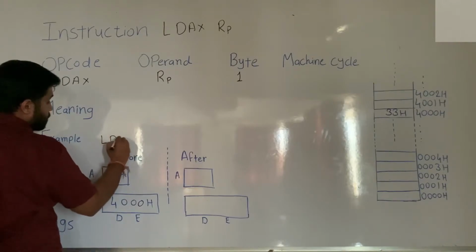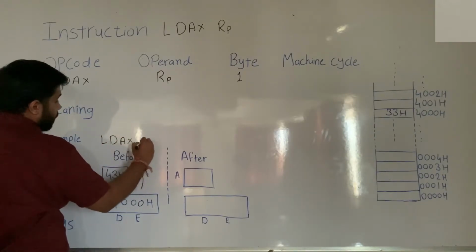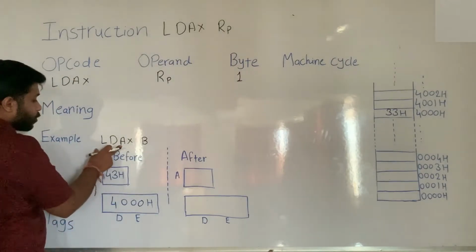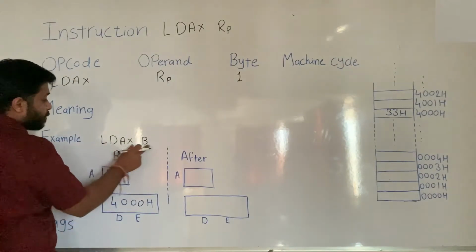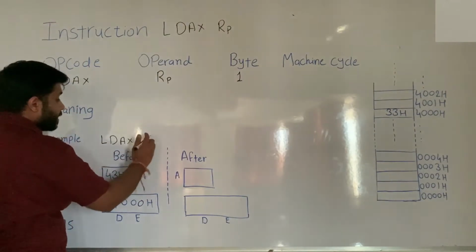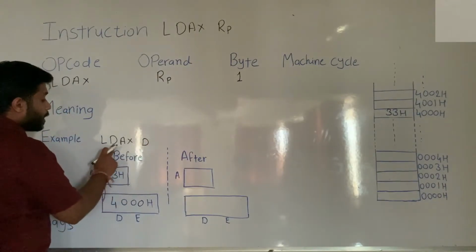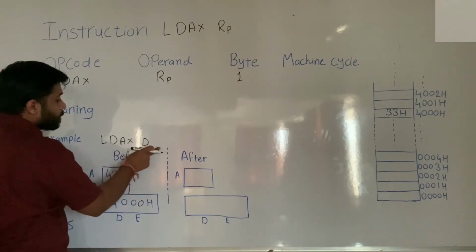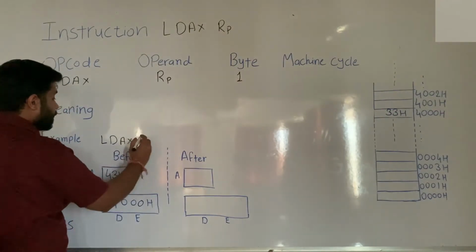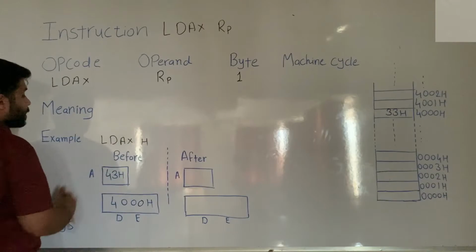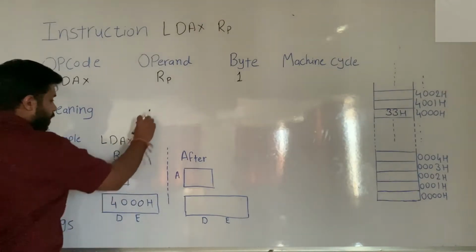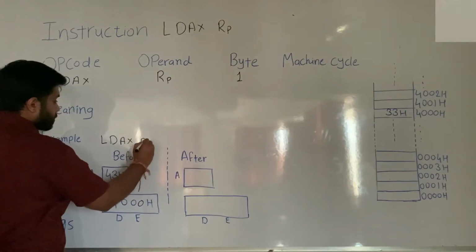Let's see one example so that you can get a clear idea. The example is LDAX B. LDAX B means load data to accumulator from the memory location specified in the BC pair. If we write LDAX D, it means load data to accumulator from the memory location specified in the DE pair. And you can also write LDAX H. It means load data to accumulator from the memory location specified in the HL pair.